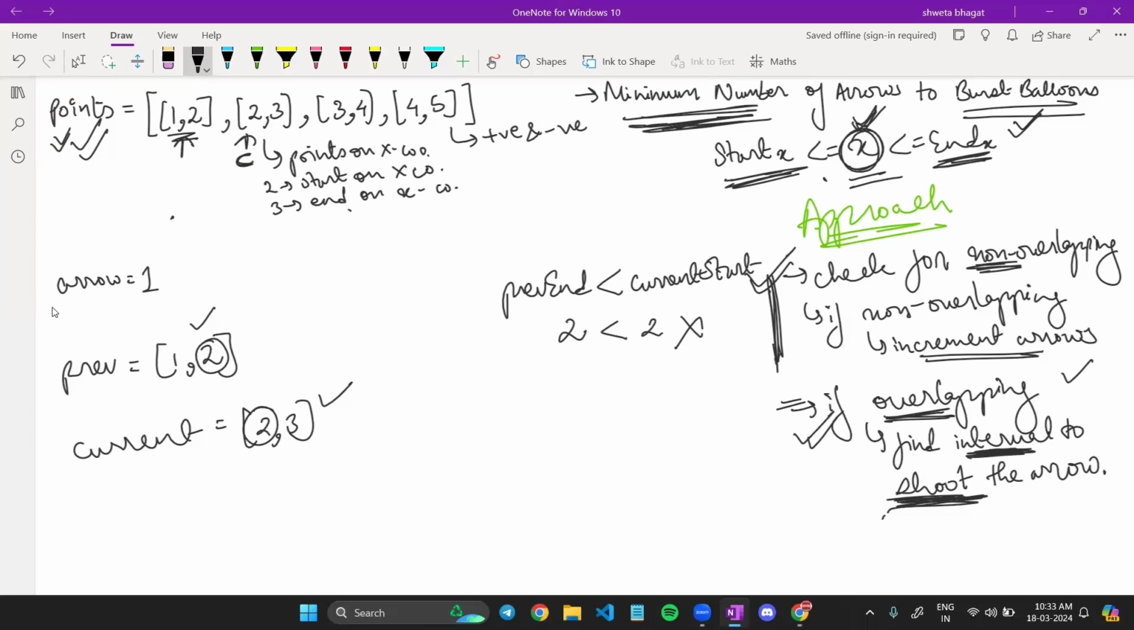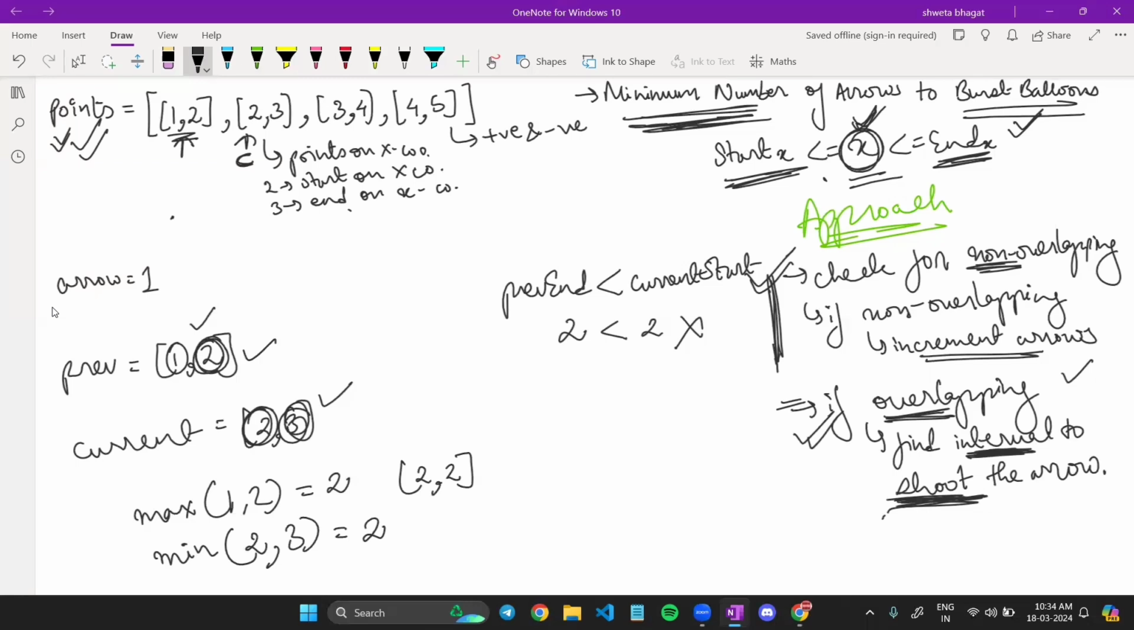The start of the interval where we should shoot the arrow would be the max of the start of previous, that is 1, and the start of current, that is 2. So what would be the max of 1 and 2? It would be 2. And what would be the end of the interval? The end of the interval would be the minimum of the end of previous and the end of current. End of previous is 2 and the end of current is 3. So their minimum would be 2. So we should shoot the arrow in the interval of 2, 2 in order to burst both these balloons.